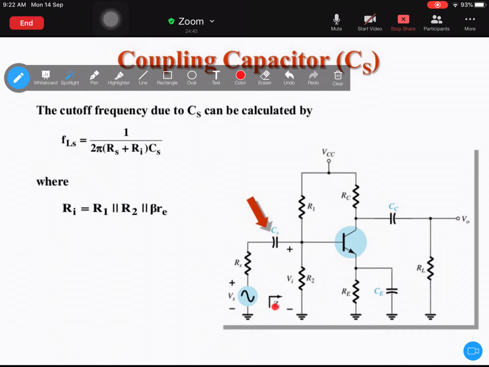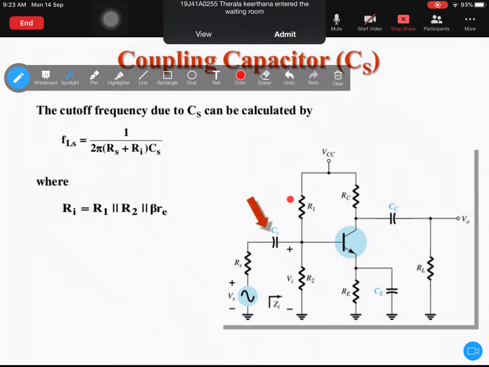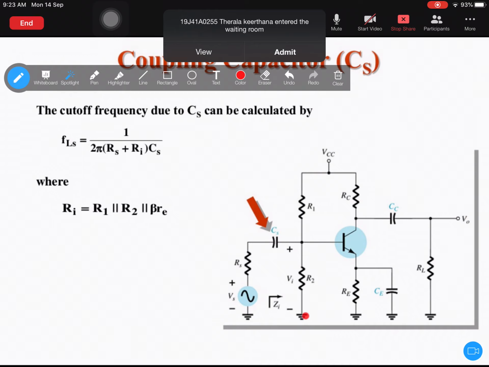In some textbooks it is given as simply Ri, but in most of the textbooks it is Zi. Here also you can write Zi, unless you are considering the effect of CE. If you consider the effect of CE, then you have to write Zi. But if you are ignoring the effect of CE, then the whole resistance observed from the input end of the amplifier will be only Ri. So that is why you will be getting Ri only here.